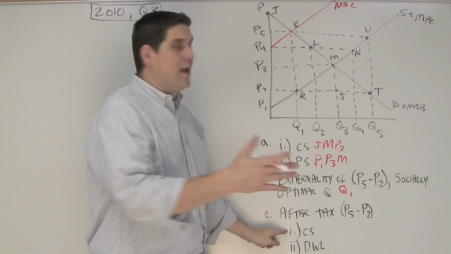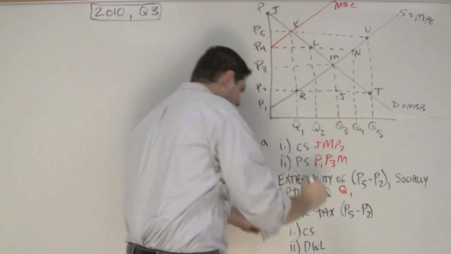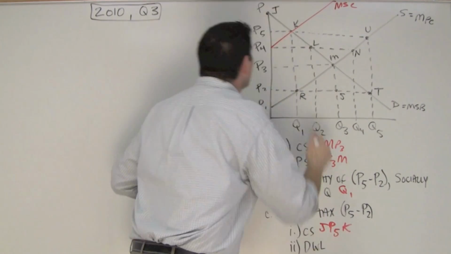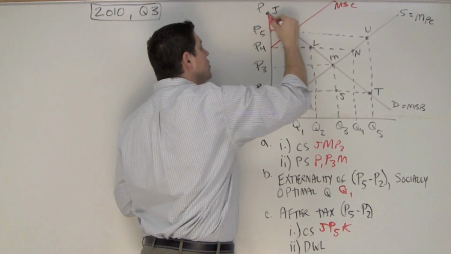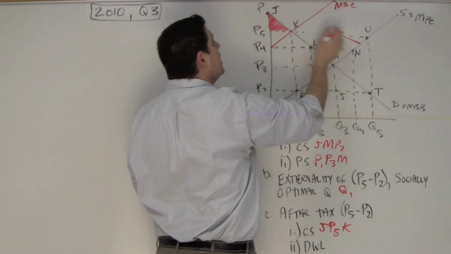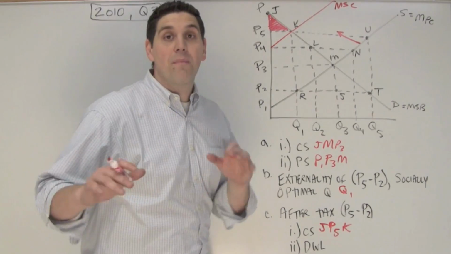Well, it's going to get smaller, right? Because now instead of being down here, it's going to be a higher price and be over here. So the answer is J P5K. This little triangle here represents the new consumer surplus. After the government taxes this market and shifts this curve to become that curve, the new price is there, consumer surplus is right there.